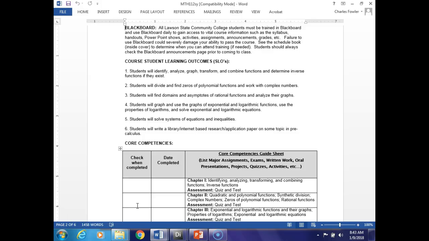Okay, so I don't like this. Okay, student course learning outcomes. Students will identify, analyze, graph, transform, and combine functions and determine inverse functions if they exist. That's basically chapter 1. Students will divide and find zeros of polynomial functions and work with complex numbers.